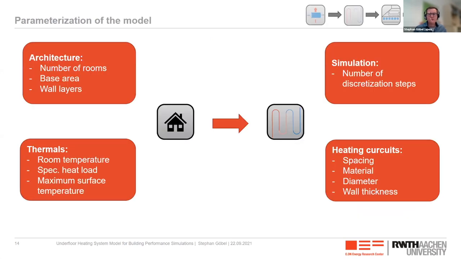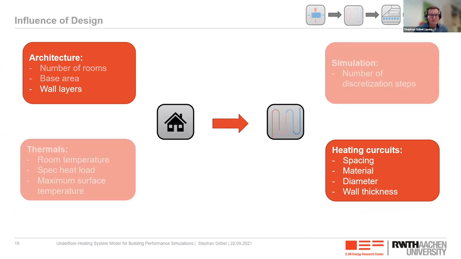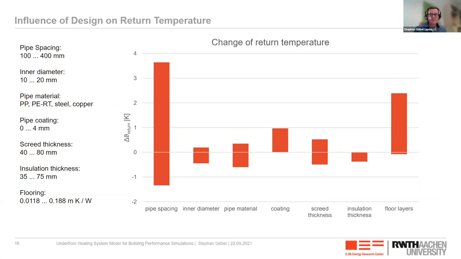And to talk more about the different parameters, I would show you the influence of the design on the temperature level. So how do the different wall layers or spacing and so on affect the temperature level of the underfloor heating system? It can be seen here. I plotted the return temperature. So how does the return temperature change if I change, for example, the pipe spacing? But you have to keep in mind that the flow temperature is also changing, because we are still using just the design parameters which are calculated by the model itself. The highest influence can be seen for the pipe spacing. The pipe spacing is actually a trade-off between costs and efficiency, at least if you are using a heat pump. So it's about 3.5 or even more Kelvin.